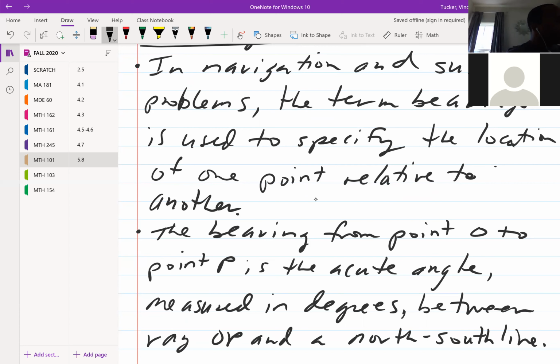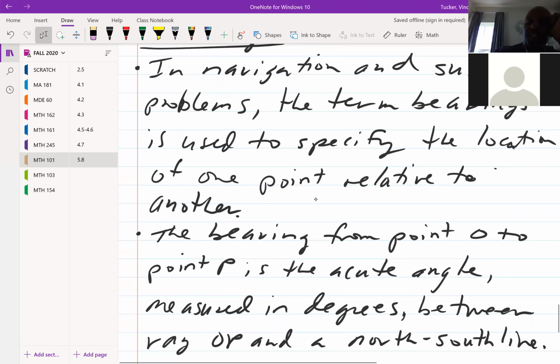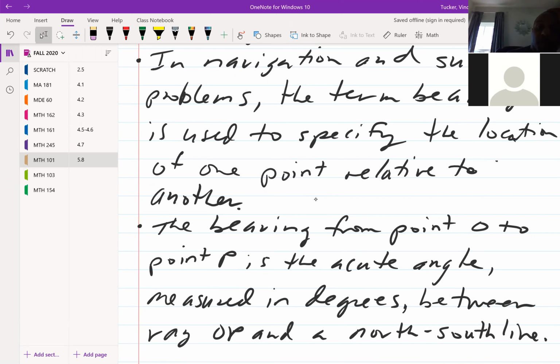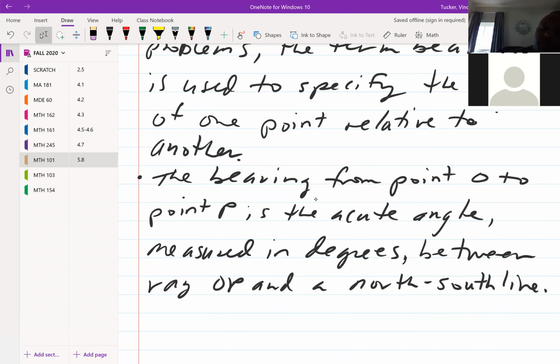All right, so I'll show you some examples of how we use it in a second, just in case you're not nautical like me. Some of you may already have experience using this, but your bearings. In navigation and surveying problems, the term bearings is used to specify the location of one point relative to another. The bearing from point O to point P is the acute angle, and I think that should be pointed out as the acute angle, measured in degrees between ray OP and the north-south line.